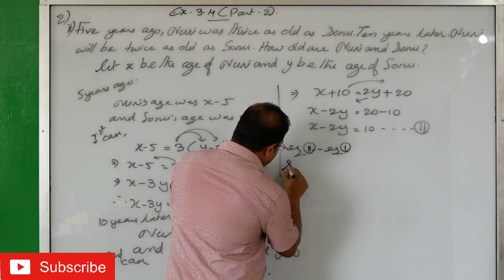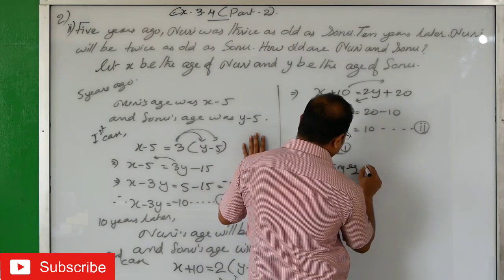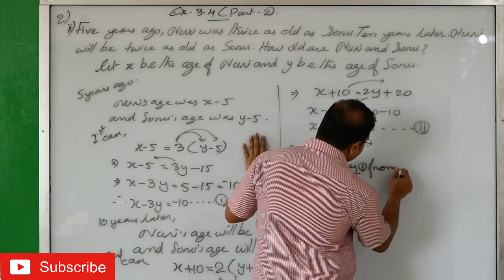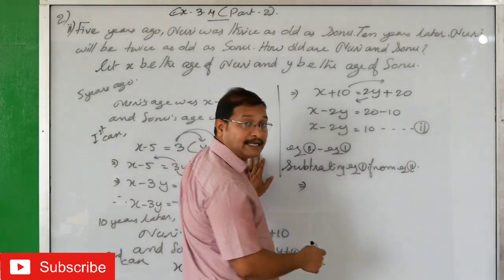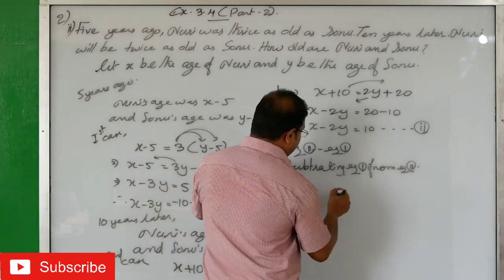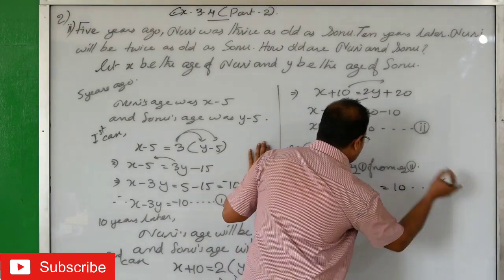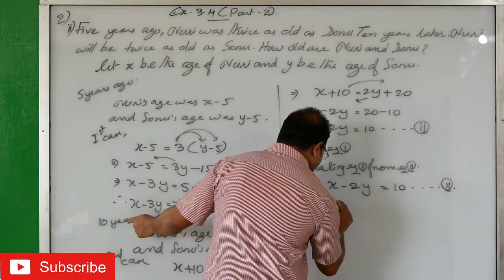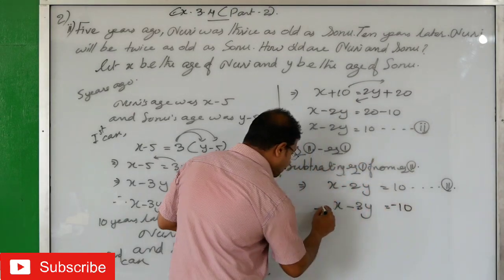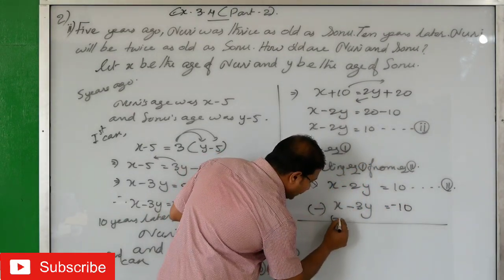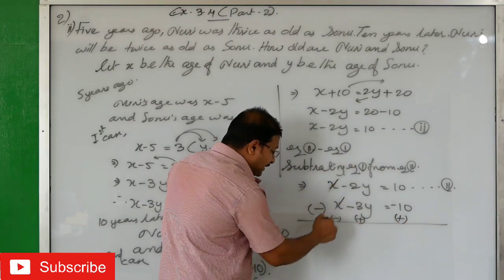That means what you will do? Subtracting equation 1 from equation 2. That implies first equation we will subtract from the second equation. That means first we will write second equation. That means x minus 2y equals 10. That is second equation. After that, first equation is what? x minus 3y equals minus 10. When you subtract, what will happen? Plus become minus, minus become plus, and minus become plus. See, x plus and minus will cancel.